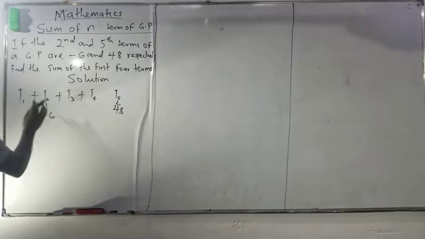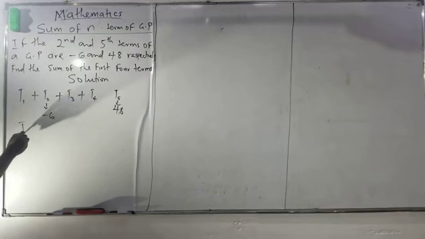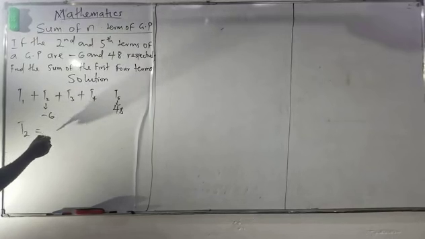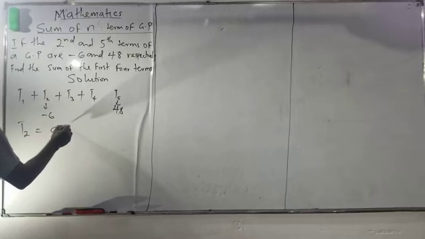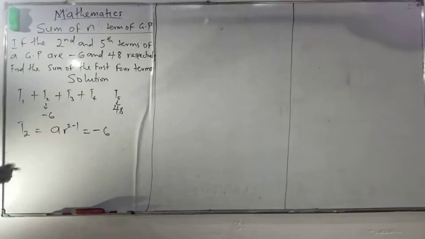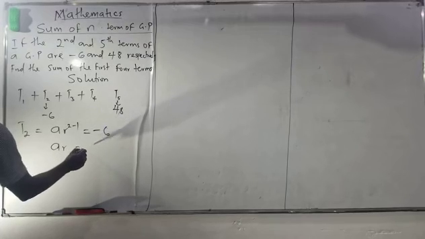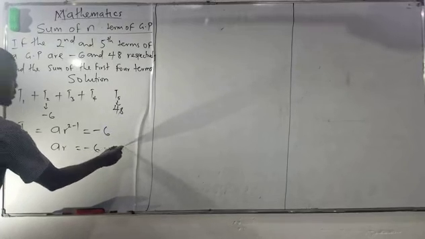But all these ones, you don't know it. How do I know it? Now, what I need to do is that I will go by saying that my T2 will be equals to ar^(2-1) equals to, what? Minus 6, which is going to be minus 6. It means my ar equals to minus 6. I will call it equation 1.